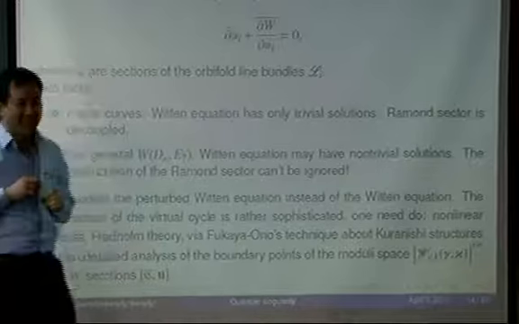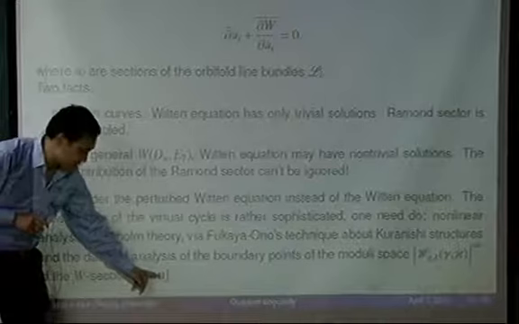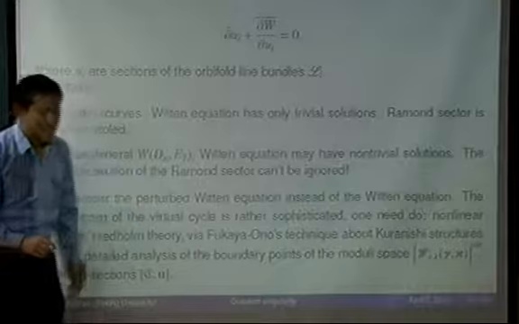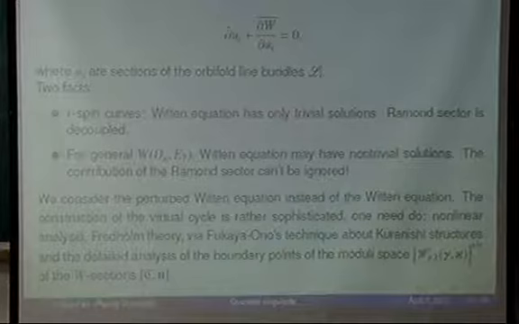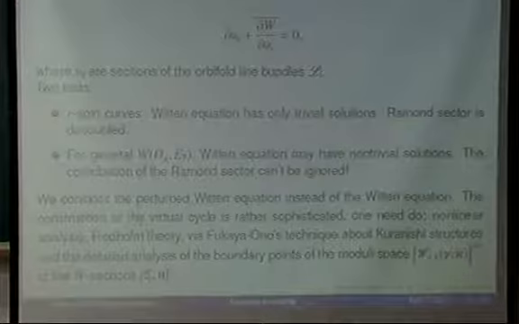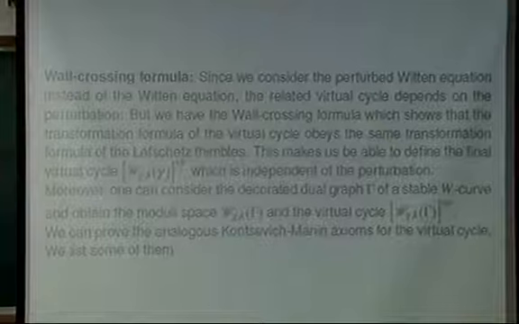Right. So actually, we should consider the W sections. So C here is a W curve, but we should add the solution. We should put them together to form a new moduli problem, to study the cycle in this space, and then push down the virtual cycle to the moduli space of W curves. So this is the idea. So we can perturb W, but the virtual cycle also depends on the perturbation.